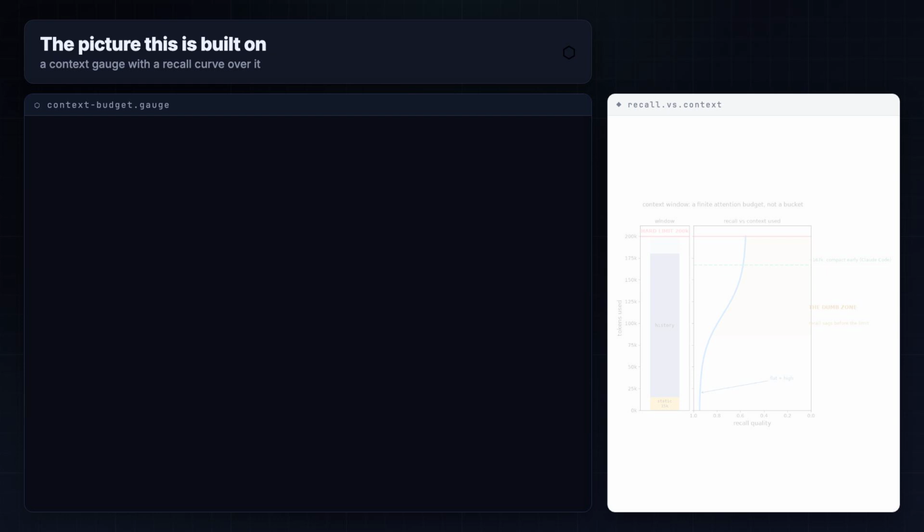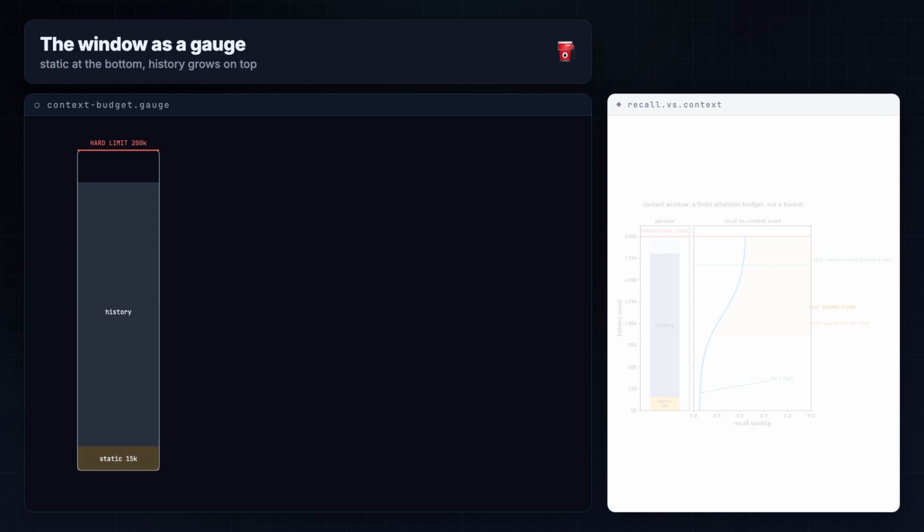Let me show you the picture this episode is built around. A context window, fuel gauge filling up, with the model's recall curve laid over the top of it. Here's the window as a vertical gauge. At the bottom, the parts that never change: system prompt, tools, the standing rules. Above them, the conversation history, growing turn by turn. The gauge fills from the bottom up as the task runs.